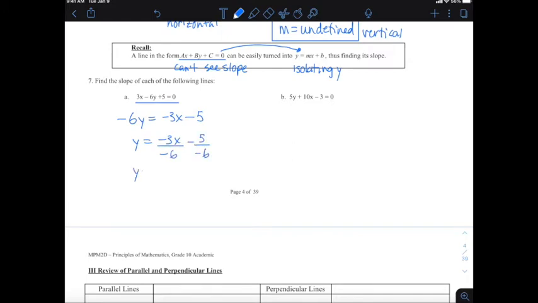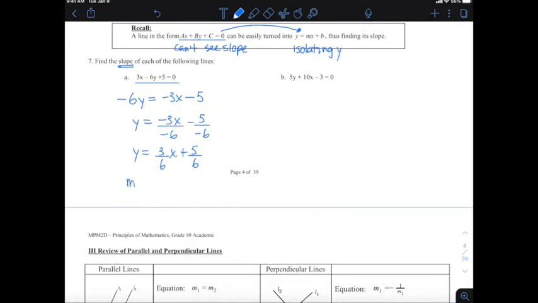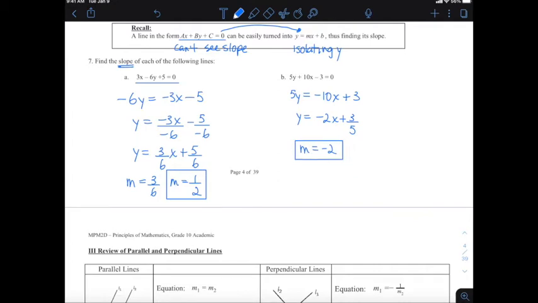Okay, 3 over 6x plus 5 over 6. And actually it doesn't really matter because I'm just looking for the slope. But here I can see that the slope is 3/6, or better to write it in its most reduced form, 1/2. Okay, and same deal here. I'm going to isolate y. I'm going to divide everything by 5. And here I get that the slope is -2.